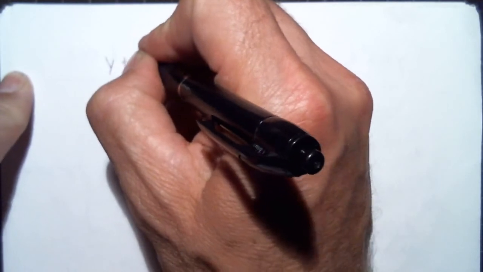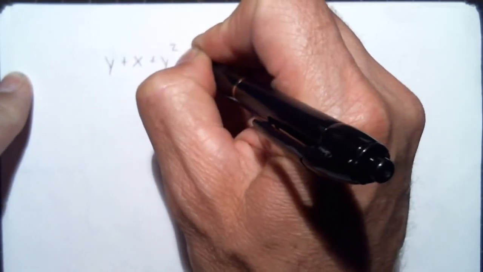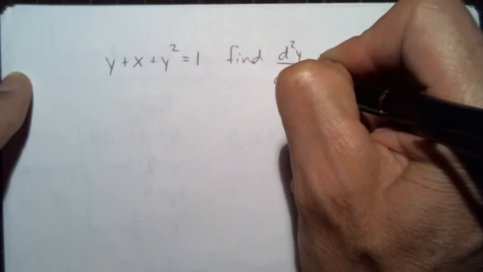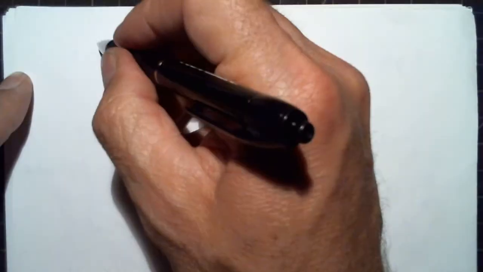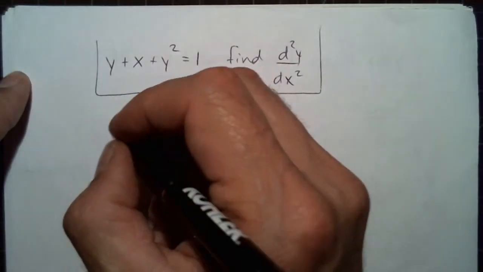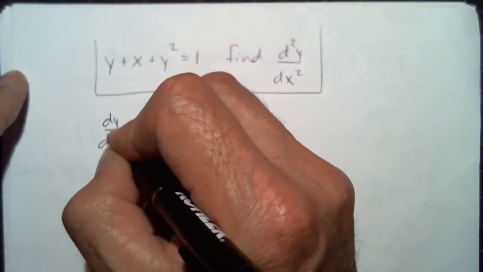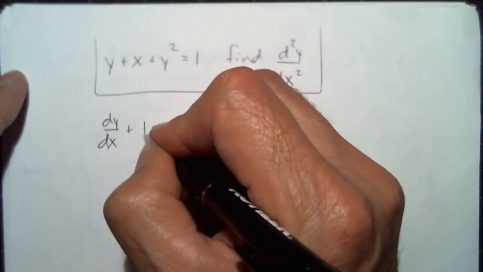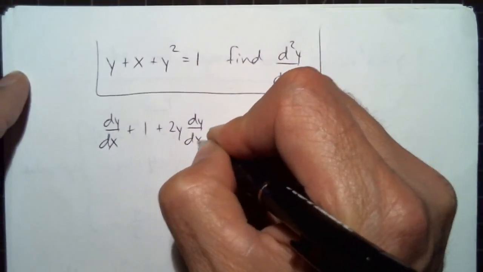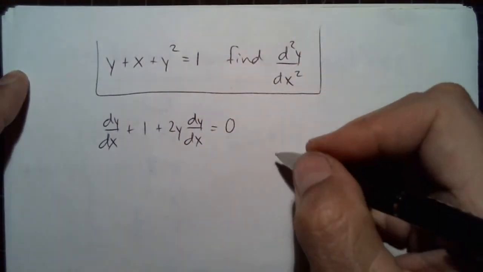Okay, and let's find the second derivative implicitly. So that's how we write the second derivative. And we're going to start by finding the first derivative. So we have dy dx. The derivative of x is 1. Here the derivative is 2y dy dx. And then the derivative of 1 is 0.